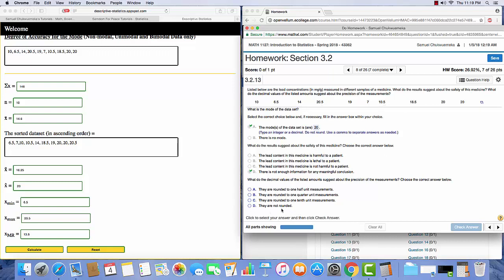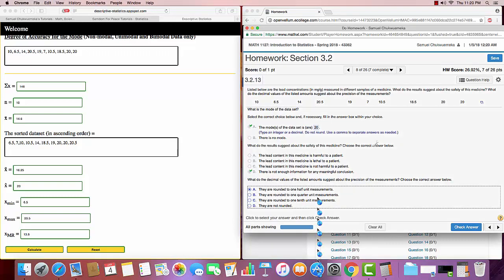D, they are not rounded. D is not true because this looks like the decimal values. So I would go with the correct option here, which would be 1/2. I would go with 1/2 unit measurements.